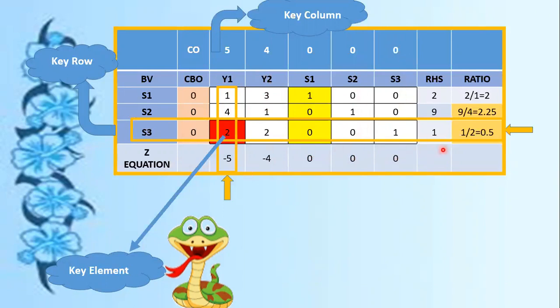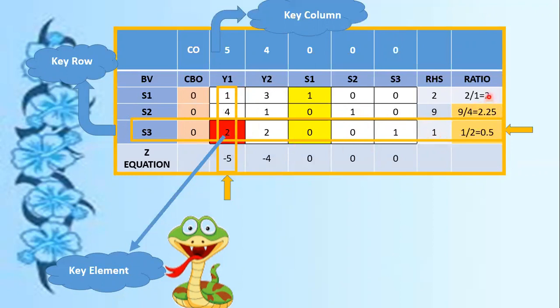You see the Z equation row. There are two negative values. In that, you have to select the most negative value, that is minus 5. So this is called the key column. Now get the ratios. Ratio can be calculated by taking the constant divided by the respective element in that column. So 2 divided by 1, 9 divided by 4, 1 divided by 2.